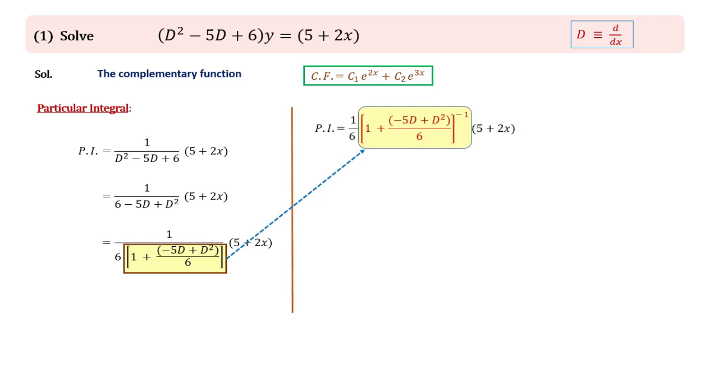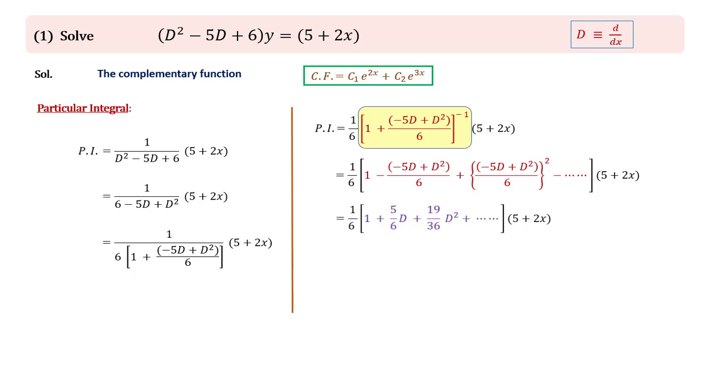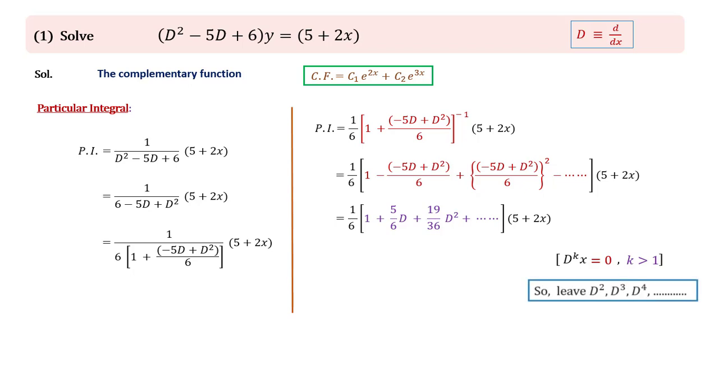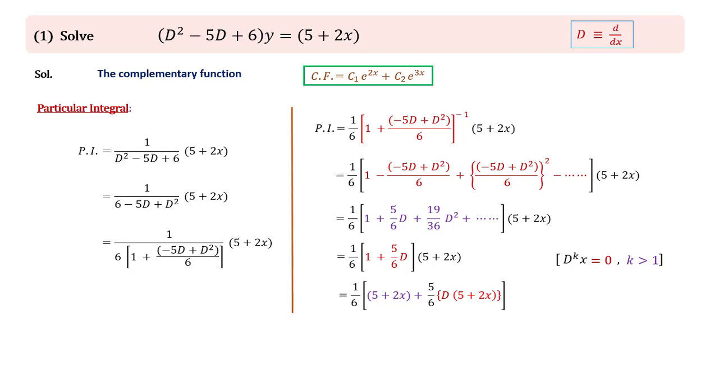Using binomial expansion, we will expand it in ascending powers of D and then we will get. Since all the differential coefficients of x of order higher than 1 are 0, leaving higher powers of D, we get. Now, after some calculation, we will get the particular integral, and the particular integral will be. Therefore, the complete solution of the given differential equation is.